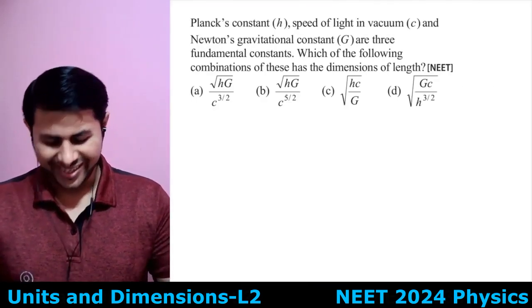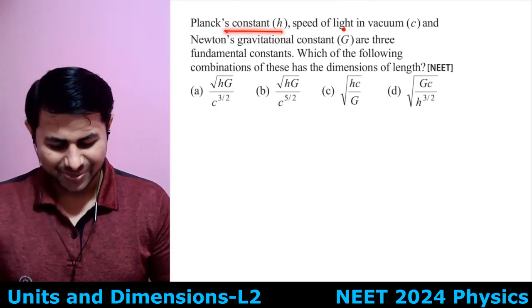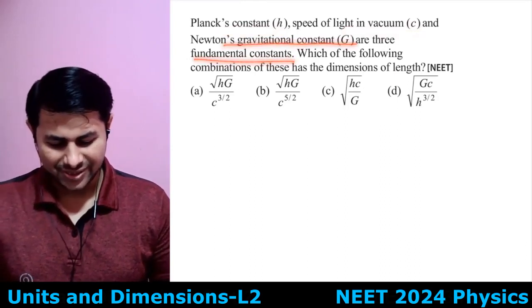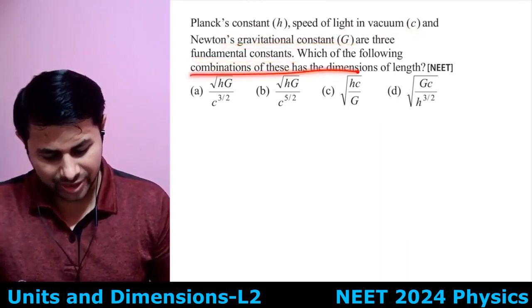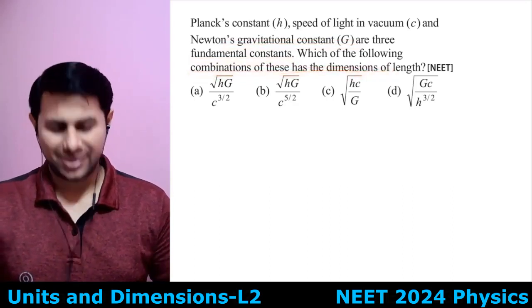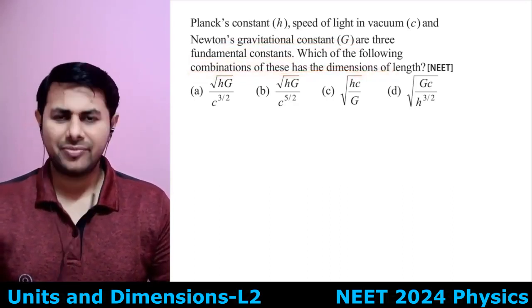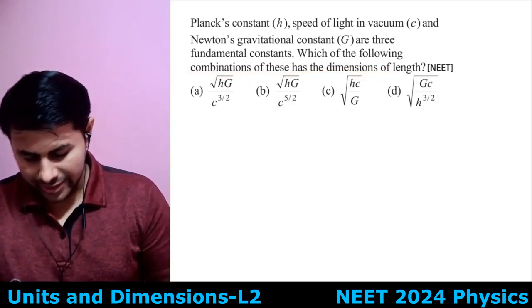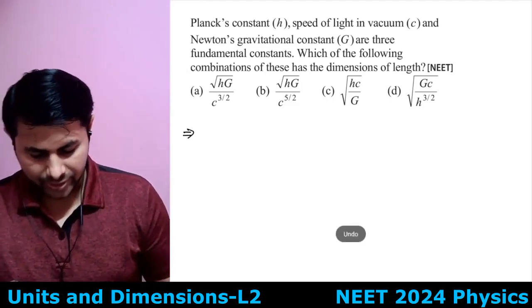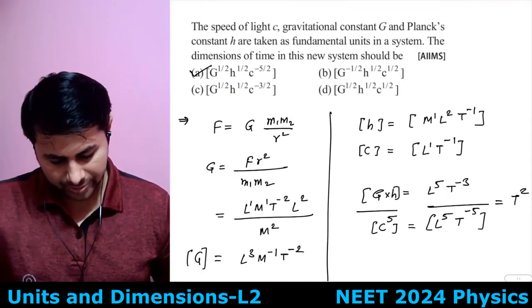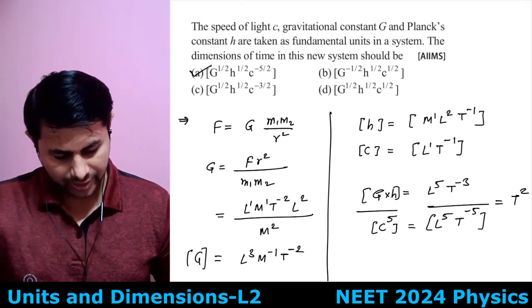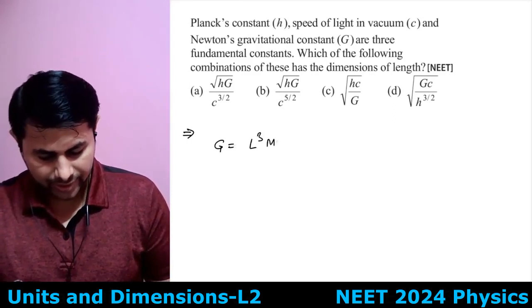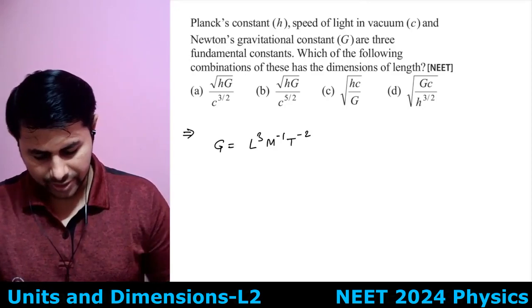Next one. The Planck's constant, speed of light, and Newton's gravitational constant are fundamental constants. Which of the following combinations has dimensions of length? Earlier we wanted time. Now we want length. So let us copy the dimensions from the previous problem. G has dimensions of L3 M minus 1 T raised to minus 2.